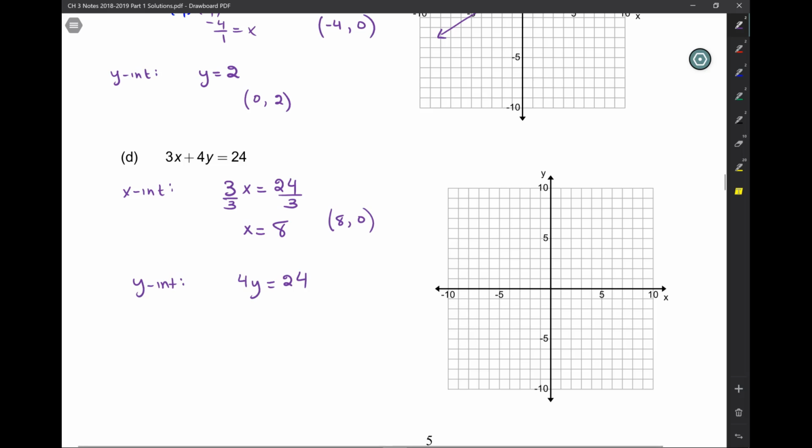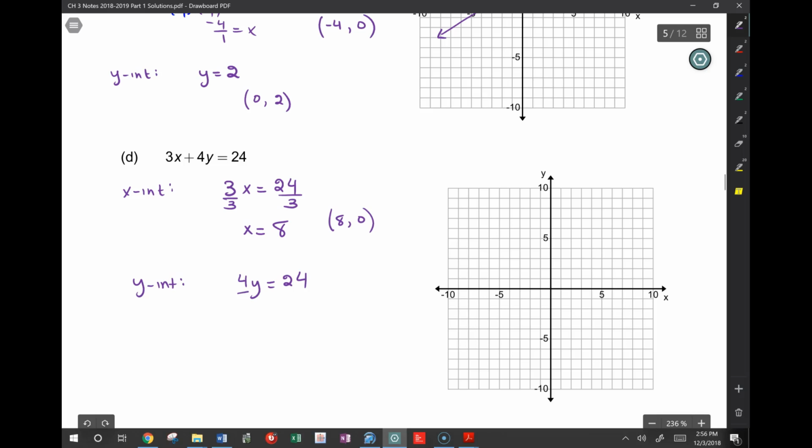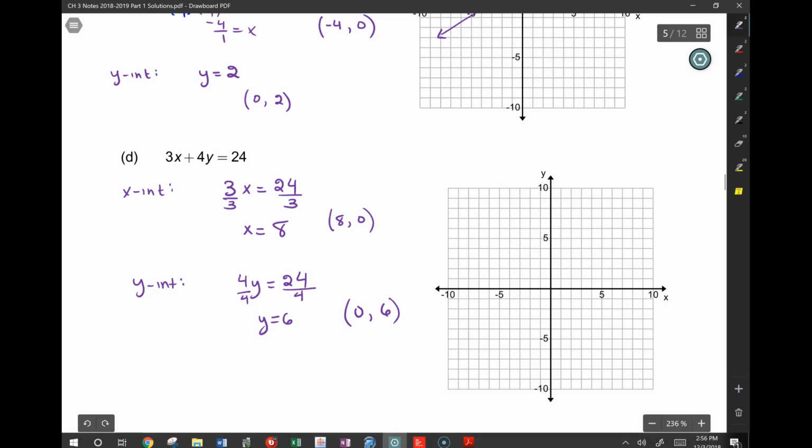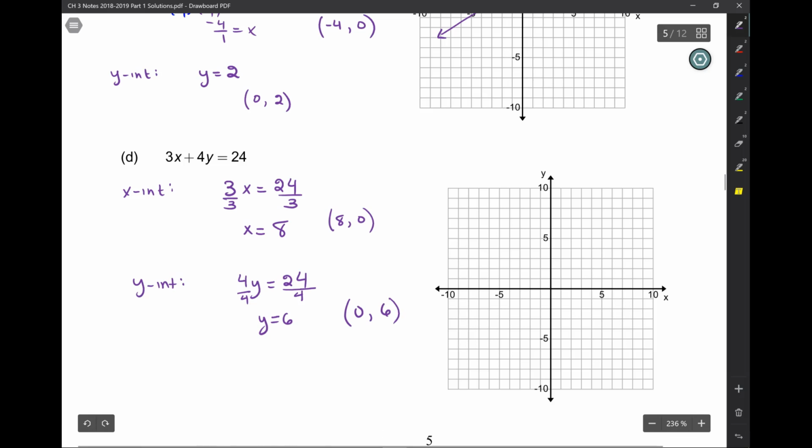So, no, because that's the y-intercept. Divide by 4, divide by 4. For the top one, for the x-intercept, what's 0 right there? Where y is 0, right? Correct.